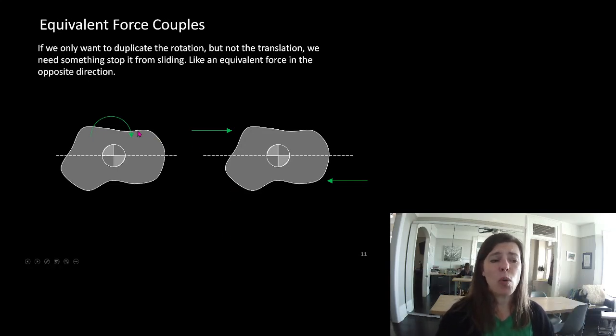This is an equivalent force couple. These two equal and opposite forces are the same as just a moment causing our object to spin.